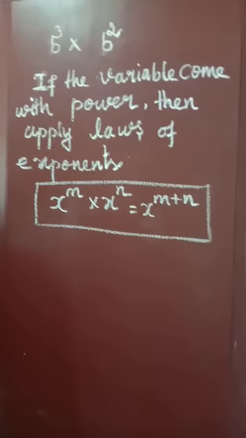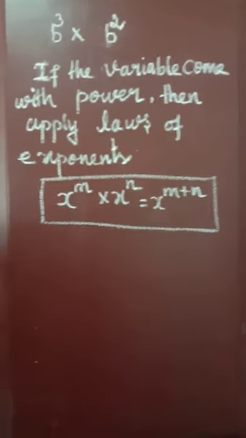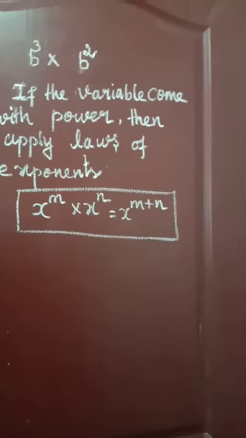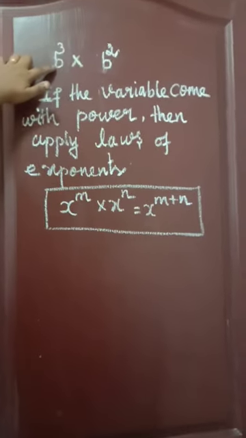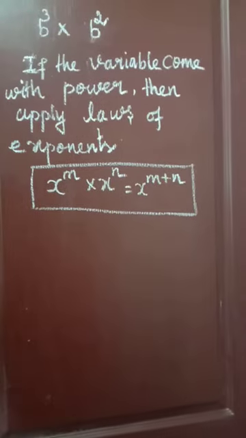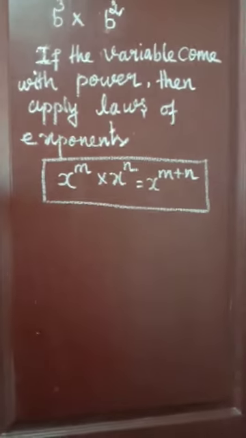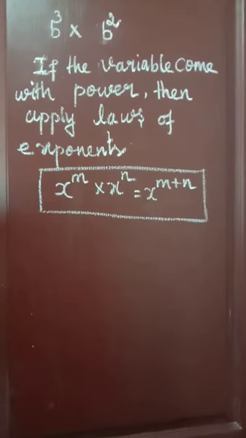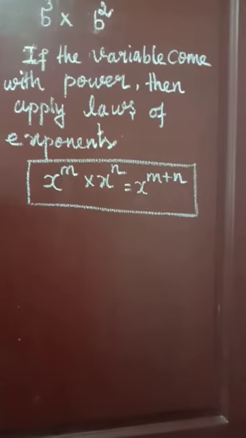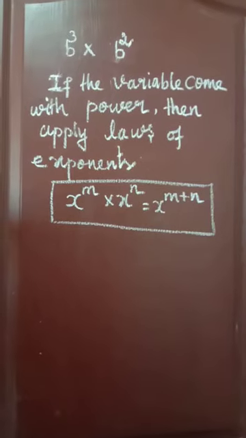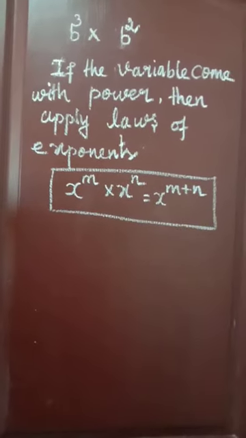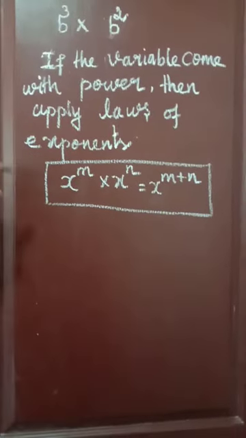So next one, b cube into b square. B cube into b square. This is called a variable. B is called a variable. If the variable comes with power, then apply the laws of exponents. So in 7th standard you studied the laws of exponents. Shall I recall that? Yes.